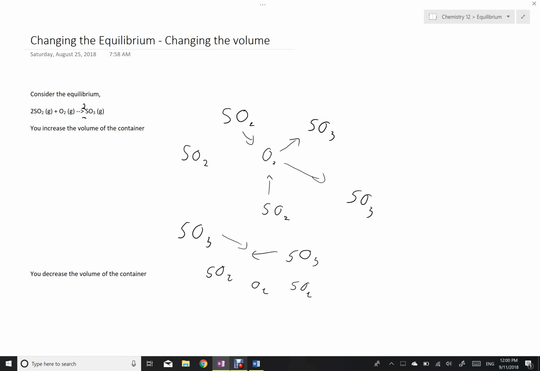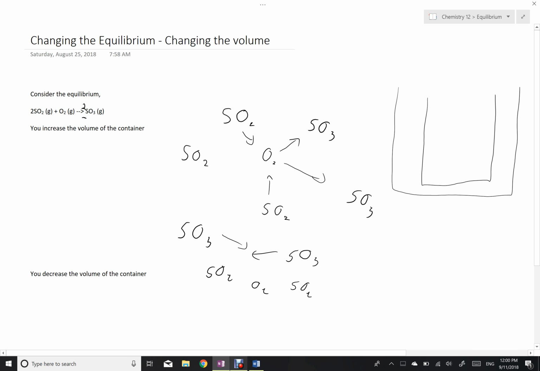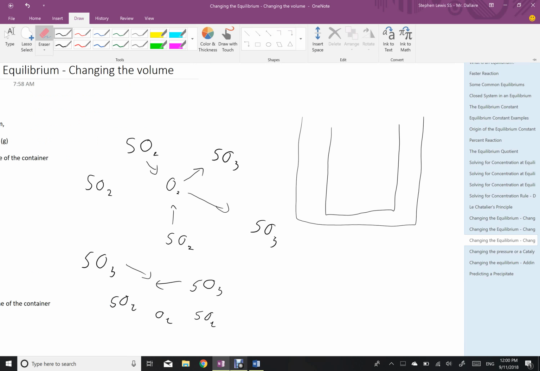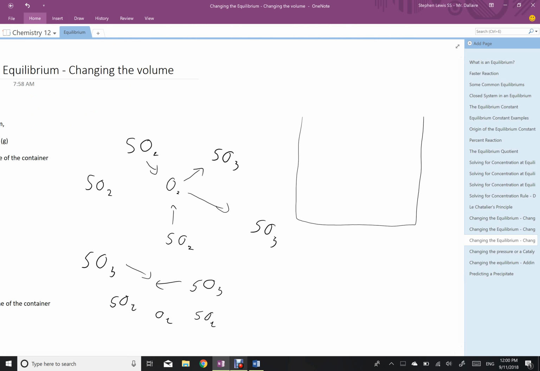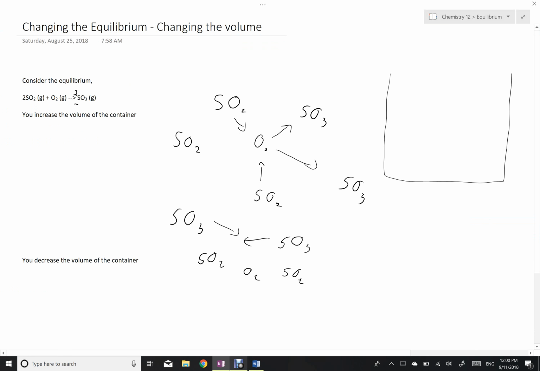Okay, now let's imagine that this is all in a container, and we take somehow these sidewalls and we increase the size of the container. So we make it even bigger. Now with our reaction here, what we have to assume when we make our container bigger is that there's going to be less collisions between particles. So what that means is as we increase the volume of the container, both reactions will slow down. So we're looking to try and figure out which reaction is going to slow down more.